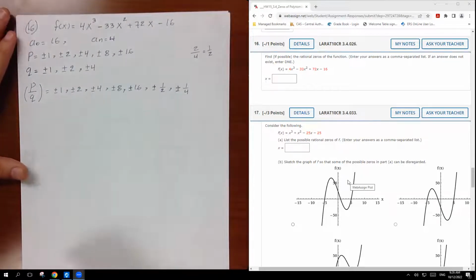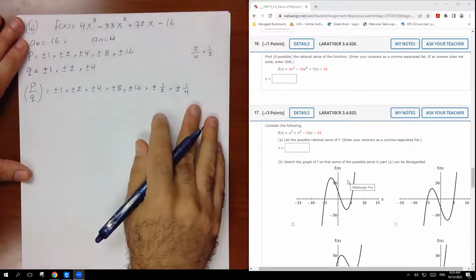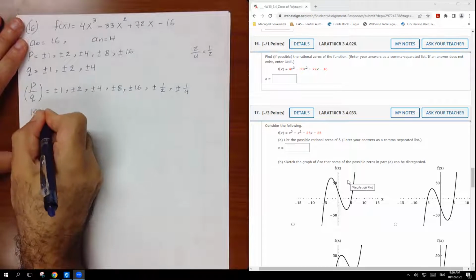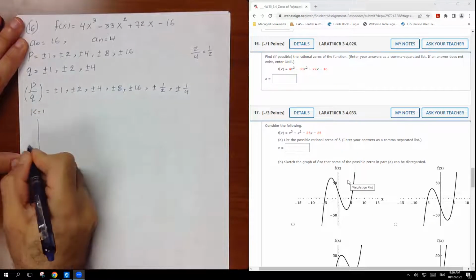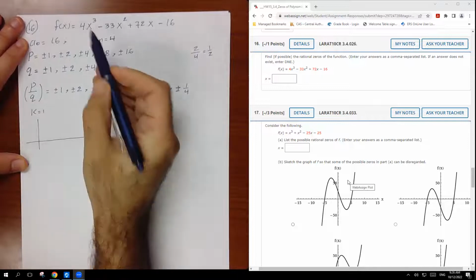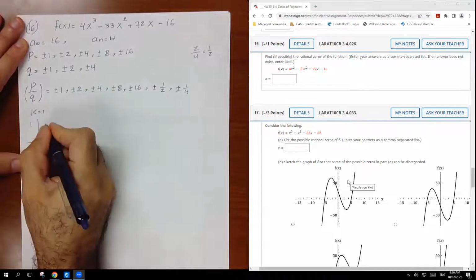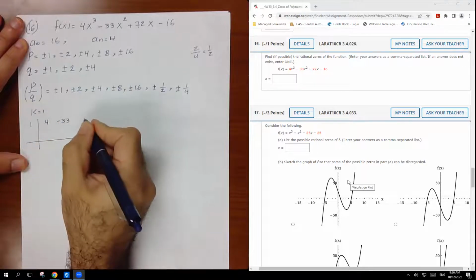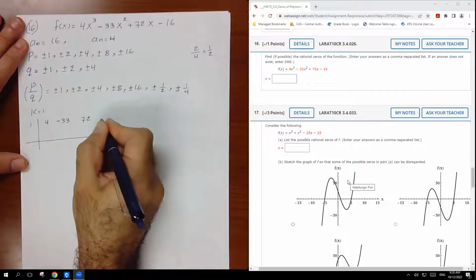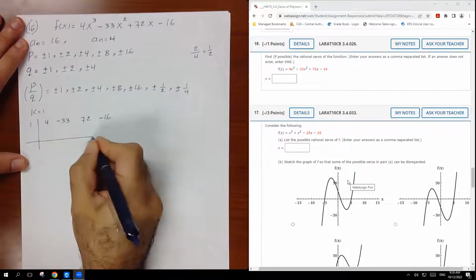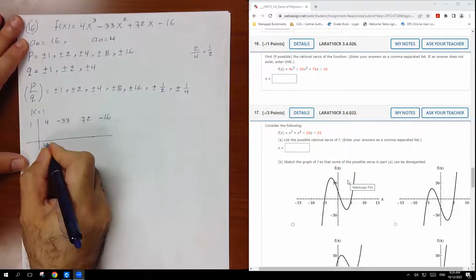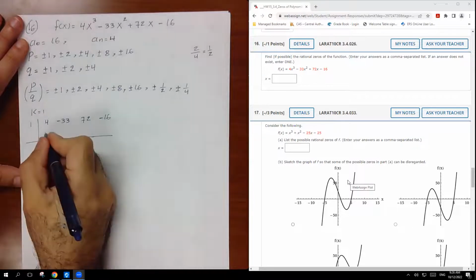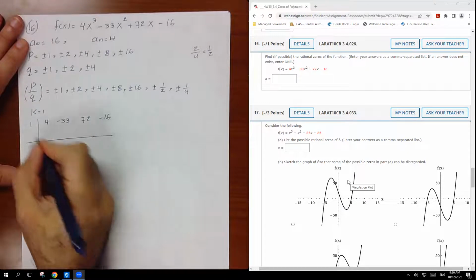Okay, so here are the possible zeros. We're always going to start with the first one. So I'm going to say k equals 1. I'm going to write down the coefficients here, which are 4, negative 33, 72, and negative 16. Now, here is the first number. 1 times 4 is going to be 4.